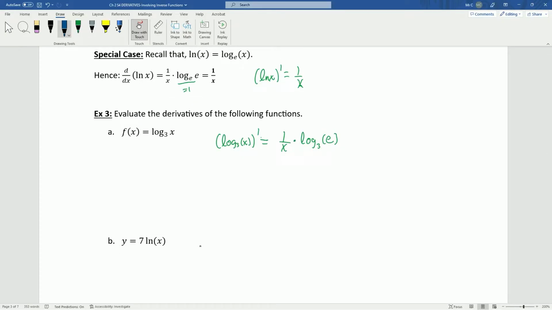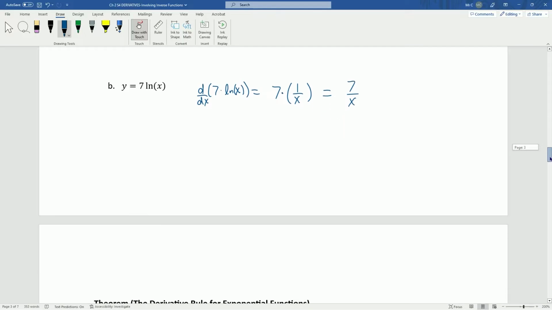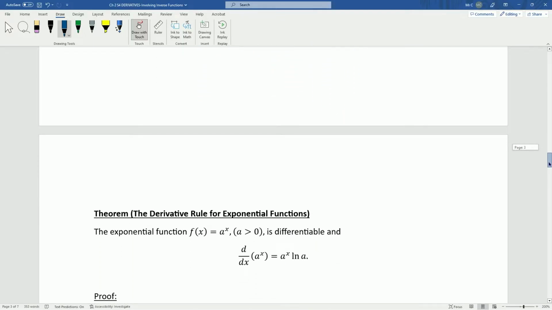Okay, we've got the derivative with respect to x of 7 times ln of x. So I pull out my constant multiple, and then I take the derivative of the natural log. That's 1 over x. So this is just 7 over x. Okay, well that's it for those ones.